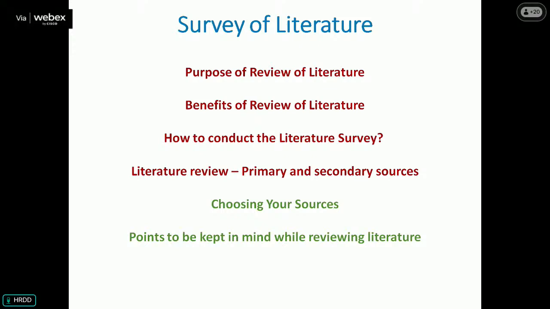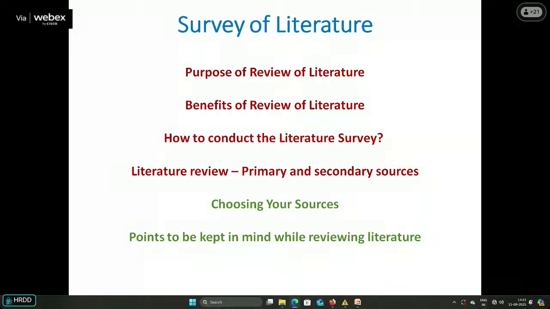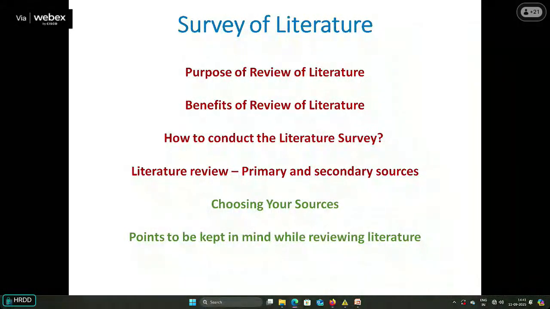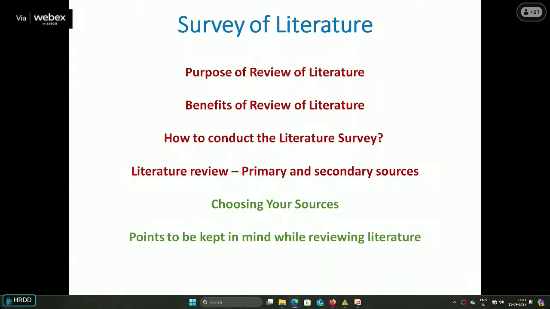And what were the benefits? Benefit is it will help you in proposing the research problem as we did, and then in the next stage also. Next stage is proposing the research hypothesis. Okay, what hypothesis you will prove during your research years. Okay, then we went to how to conduct the literature survey, how you will do the literature survey. So you will go to these primary and secondary sources.